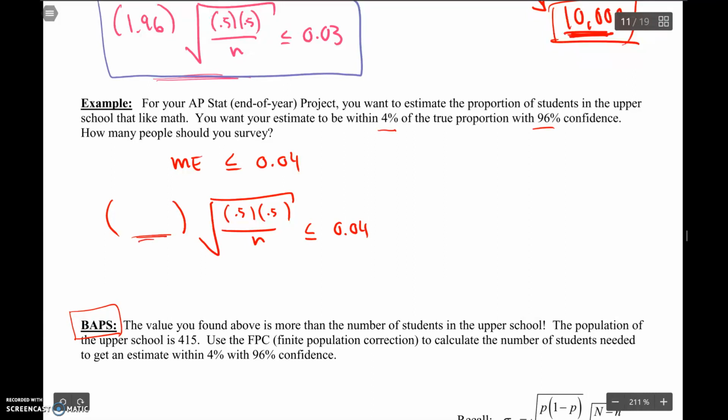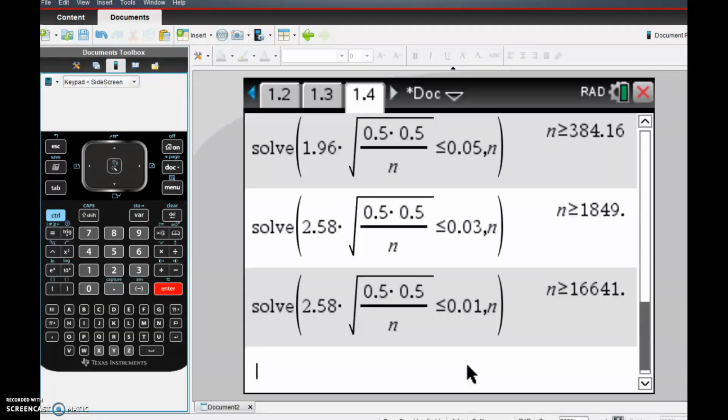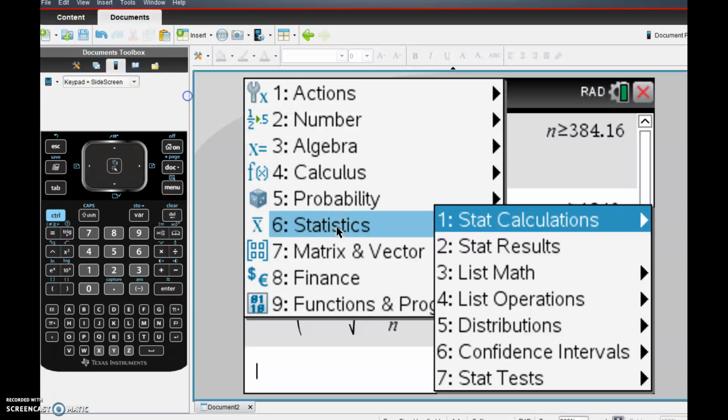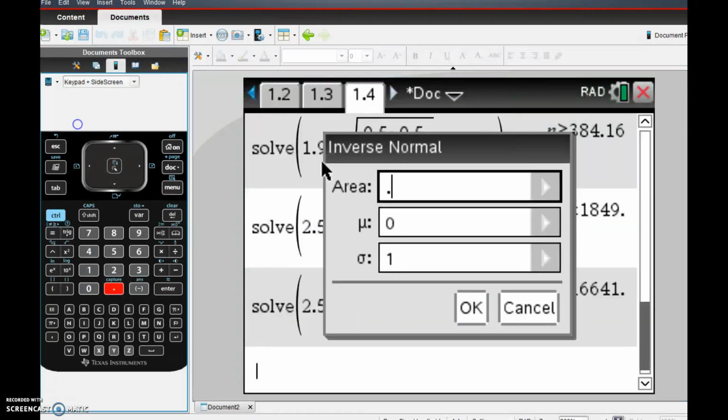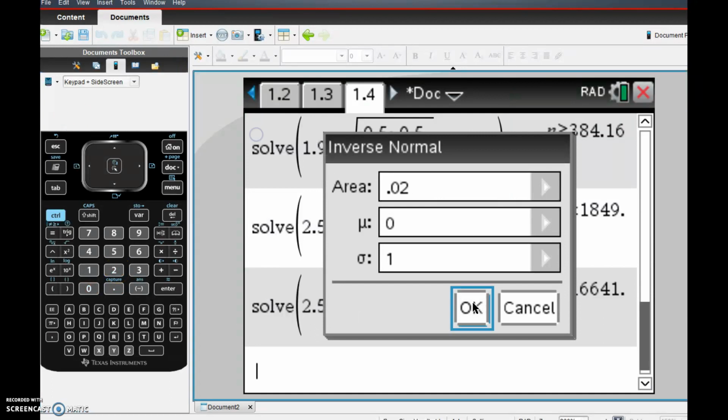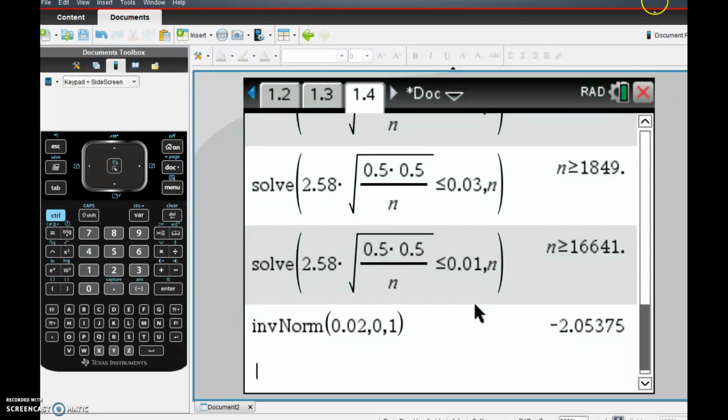So let's review how to find that crit value. I want 96% confidence. That's 4 percentage points on both tails. That's 2 percentage points on one tail. That is menu, statistics, distributions, inverse normal, 0.02, 2.05.